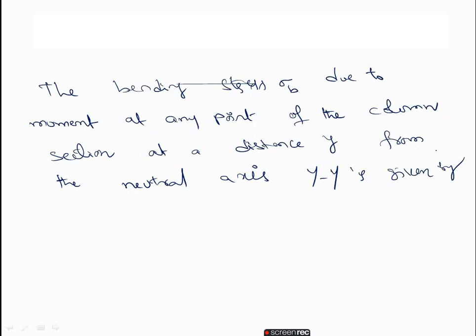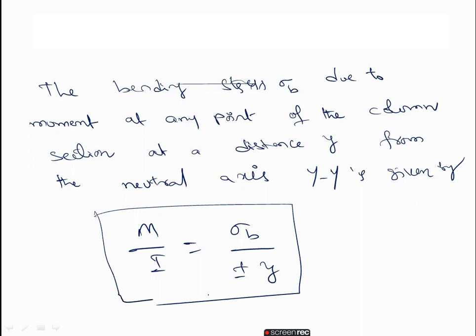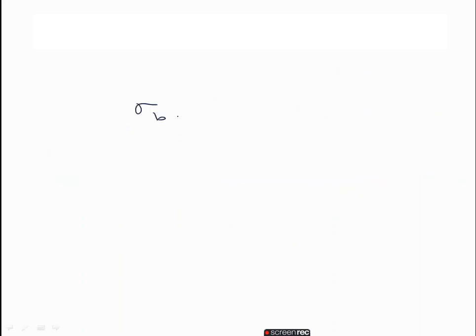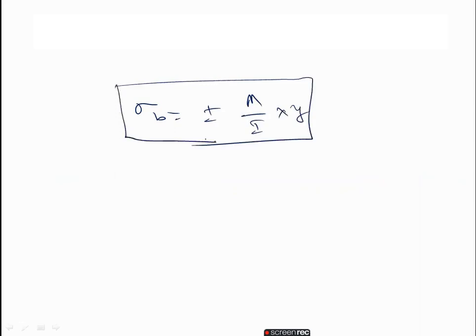Here, if you observe the bending stress sigma B due to the moment at any point of the column section at a distance y, you will take the bending theory, M by I equals sigma B by y. We know this equation already. So from this, sigma B equals plus or minus M by I into y. Here, I equals the moment of inertia of the column.